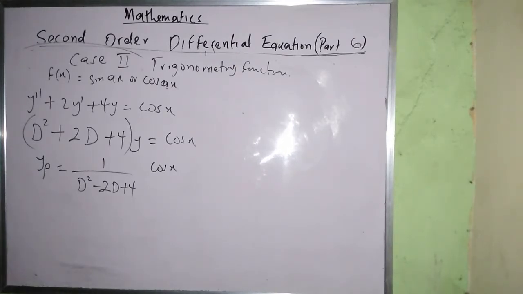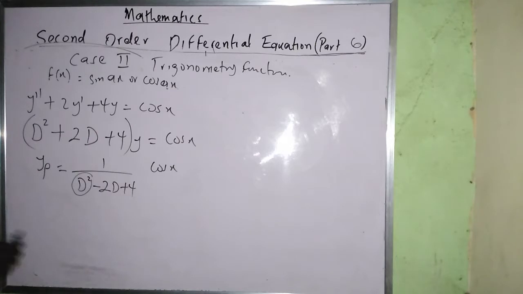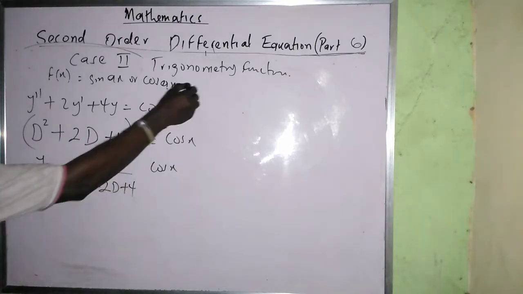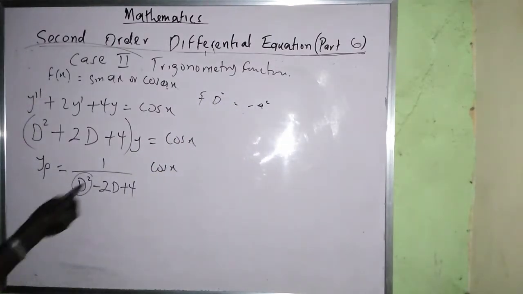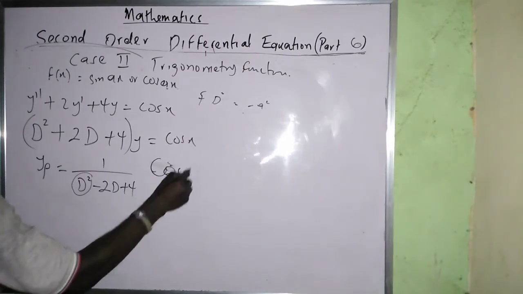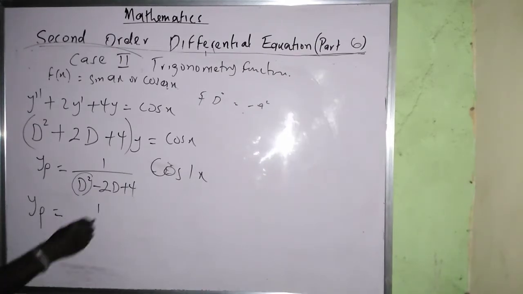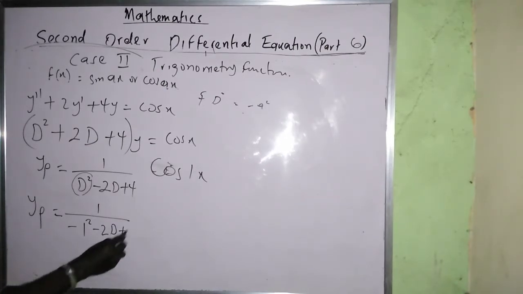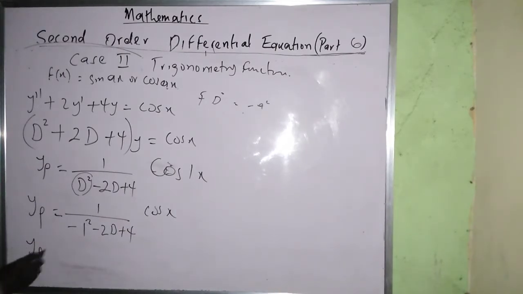At this place, that's where I will put my function of D. Don't forget that I'm talking about f of D, wherever D squared equals minus a squared. Now, my a here is 1, because what I'm having here is cos 1x. I will not concentrate on D. It equals 1 divided by minus 1 squared plus 2D plus 4, cos x.